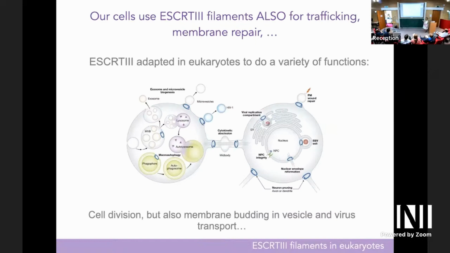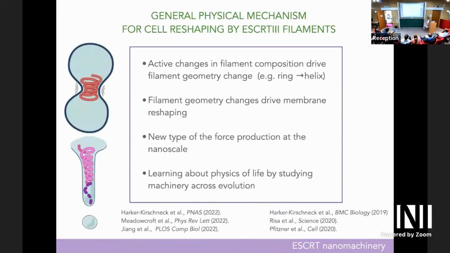They do binding of viruses, like HIV uses ESCRT to bind. So we worked on that eukaryotic side, but I'll not speak about that today. I'll put them here as references. And I'll just comment on how we believe that's going to be a new type of force production at a nanoscale. So unlike actin and microtubules that consume energy at the level of individual monomers, here you build a whole dead nanoscale structure, and then you completely remodel it to produce work.